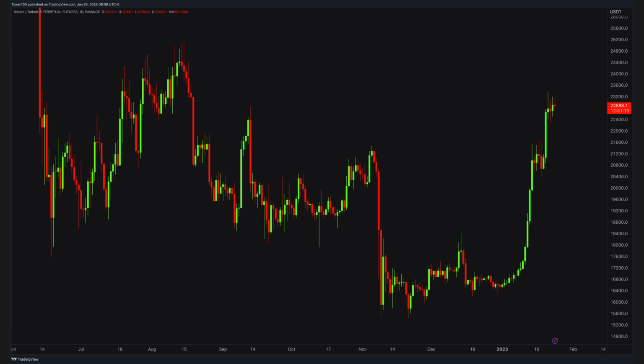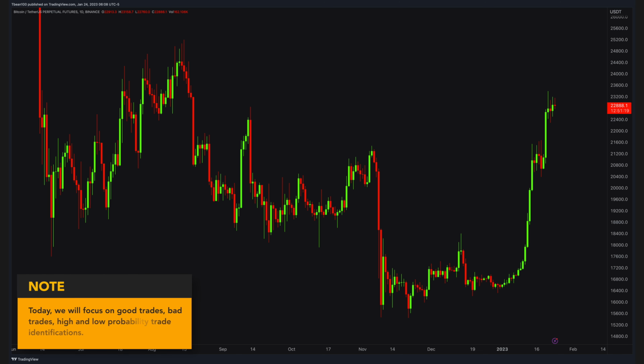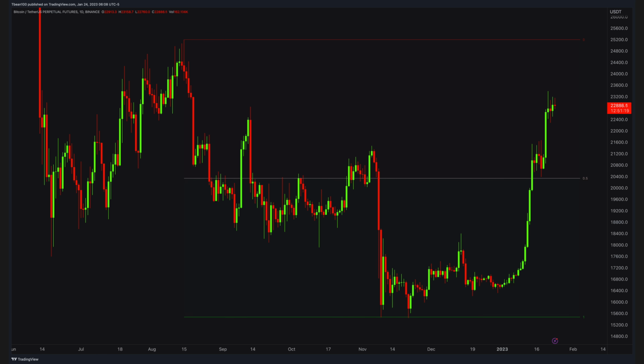Okay, Bitcoin, our most loved crypto. Let's go step by step again from the top-down analysis and learn how to identify the high and low probability trades. By drawing your overall premium and discount zones, you get a snapshot of if the price is expensive or cheap. As you can see, BTC reaches extremely expensive levels to buy at the moment.